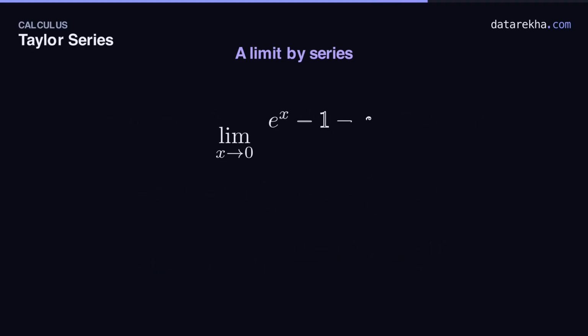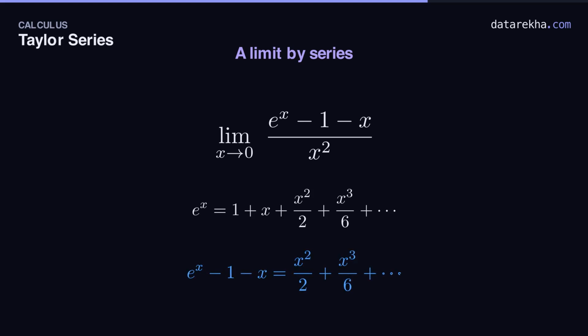Series aren't just for approximating. They slice through nasty limits. Take e to the x minus 1 minus x all over x squared as x goes to 0. Substitute and you get 0 over 0. Instead of grinding, just paste in the series for e to the x. 1 plus x plus x squared over 2 plus x cubed over 6 and beyond. Now subtract the 1 and the x. They cancel the first two terms perfectly, and the leading survivor is x squared over 2.